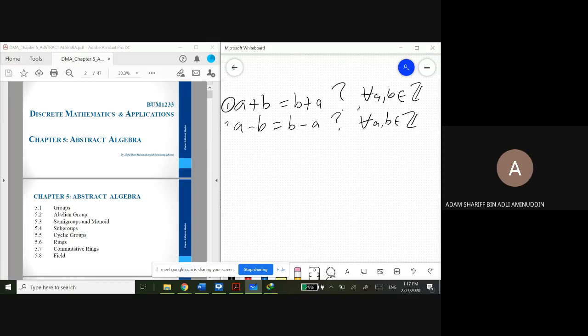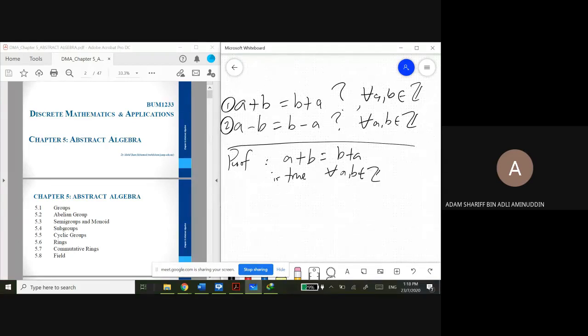For the first one, I can say that, yes, confirmed. It's a well-known property that A plus B equals B plus A. This is correct. It's true for every possible integer. But the second one, is A minus B equal to B minus A for every integer? I just put a counterexample. I take 1 minus 2 equals negative 1. 2 minus 1 equals 1. Negative 1 is not equal to 1. Therefore, 1 minus 2 is not equal to 2 minus 1.